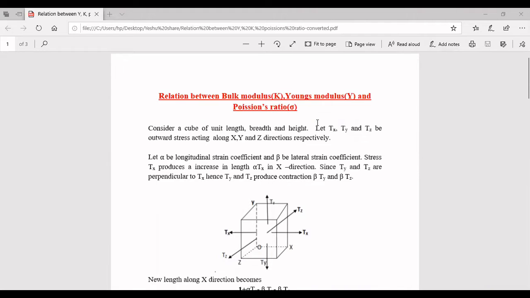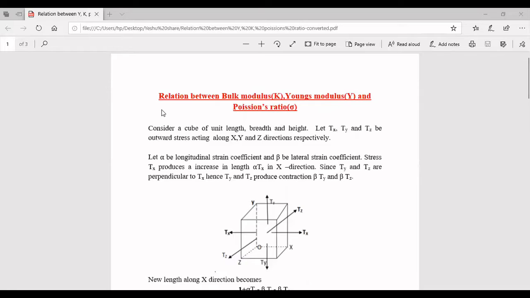Today we'll take a topic on elasticity of Module 2 in engineering physics. So far we have discussed the relation between Young's modulus, rigidity modulus and Poisson's ratio. Now let us take the relation between bulk modulus, Young's modulus and Poisson's ratio. You know the definitions for bulk modulus, Young's modulus and Poisson's ratio. Why can't we relate them now?